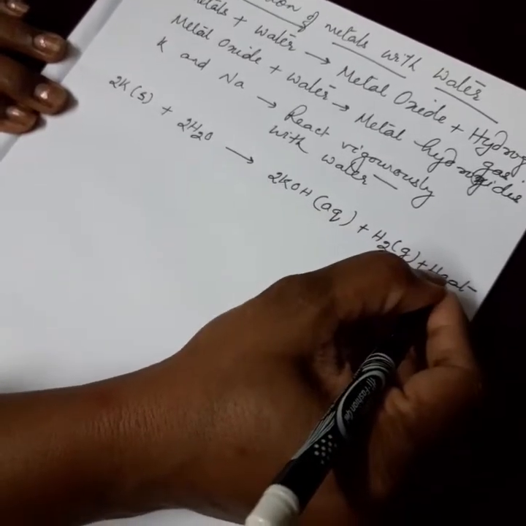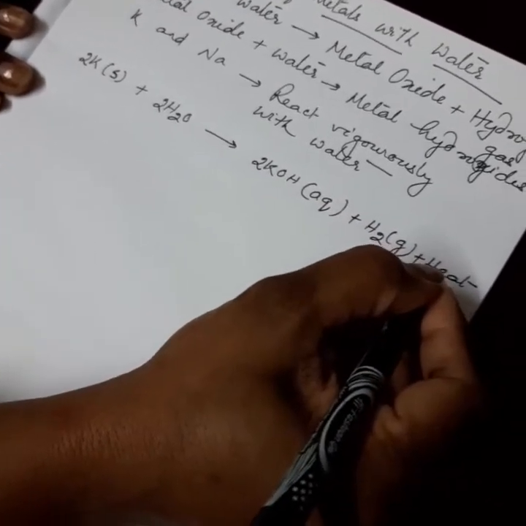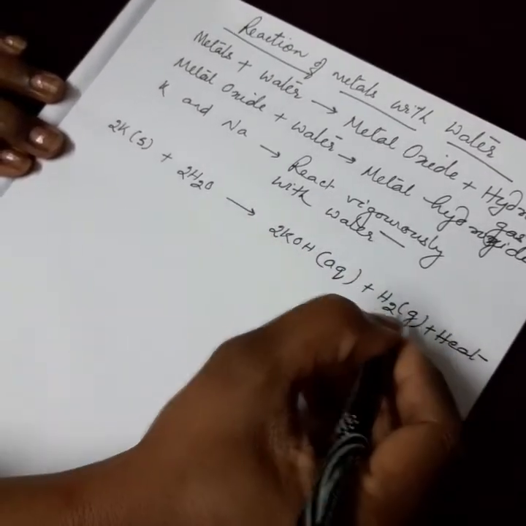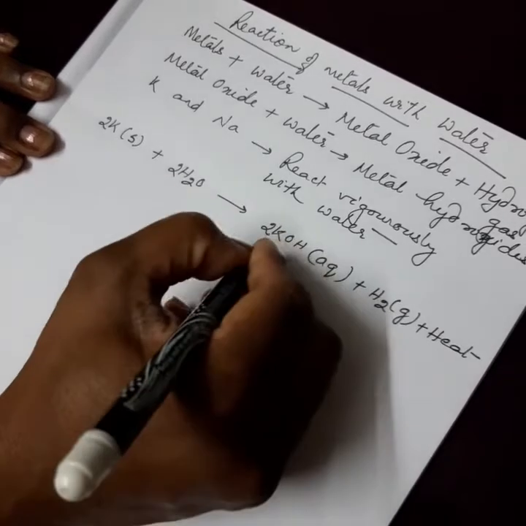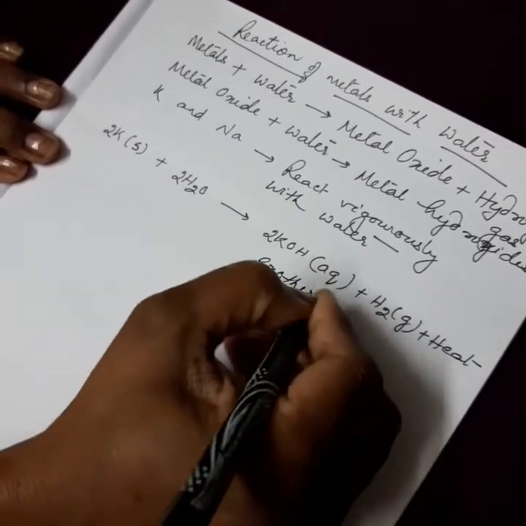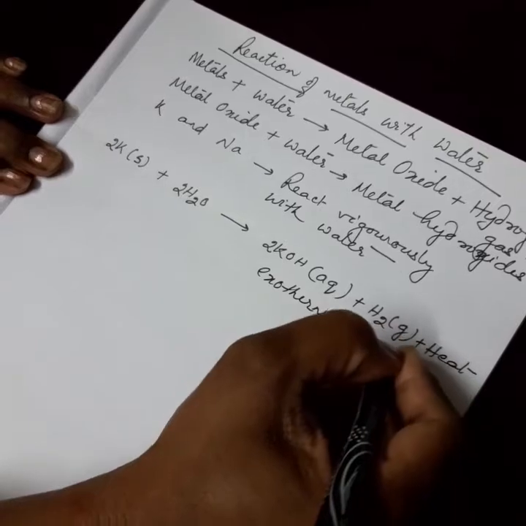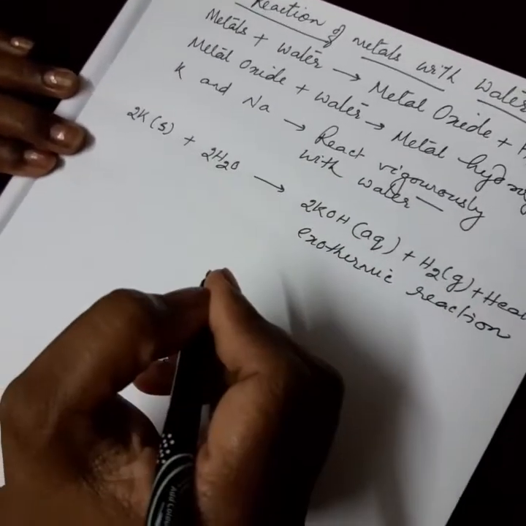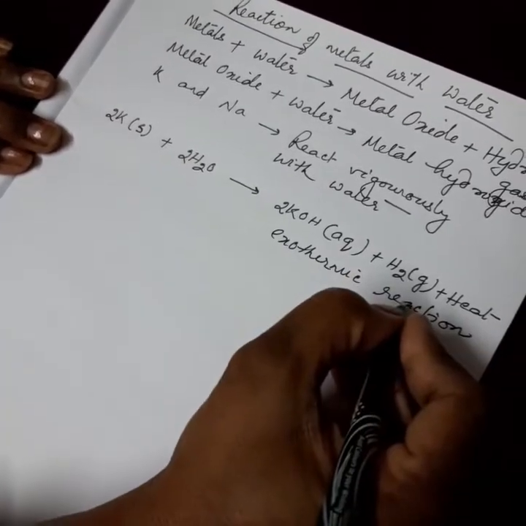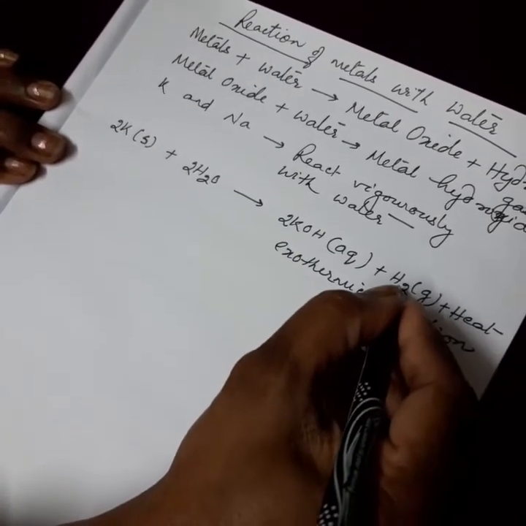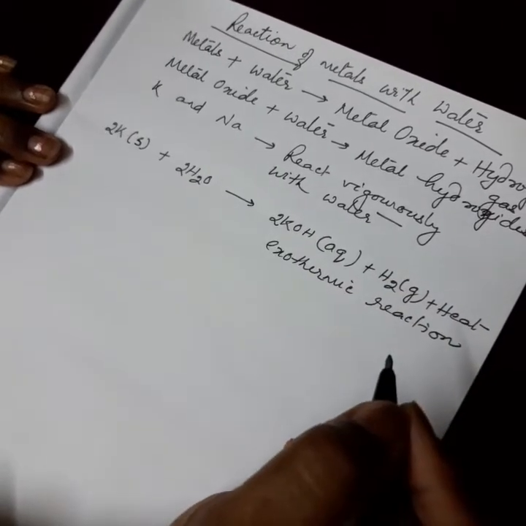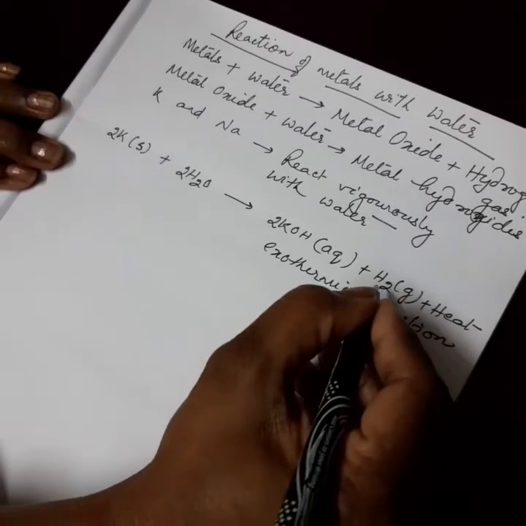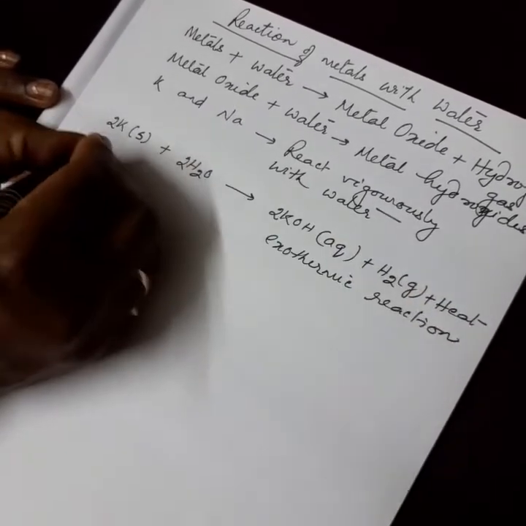hydrogen gas and heat. Children, in this type of reaction, a large amount of heat is produced. It is an exothermic reaction. I hope you remember what an exothermic reaction is, in which a large amount of heat is produced. The amount of heat which is produced ignites the hydrogen gas which is produced and it starts burning. This happens with sodium also.